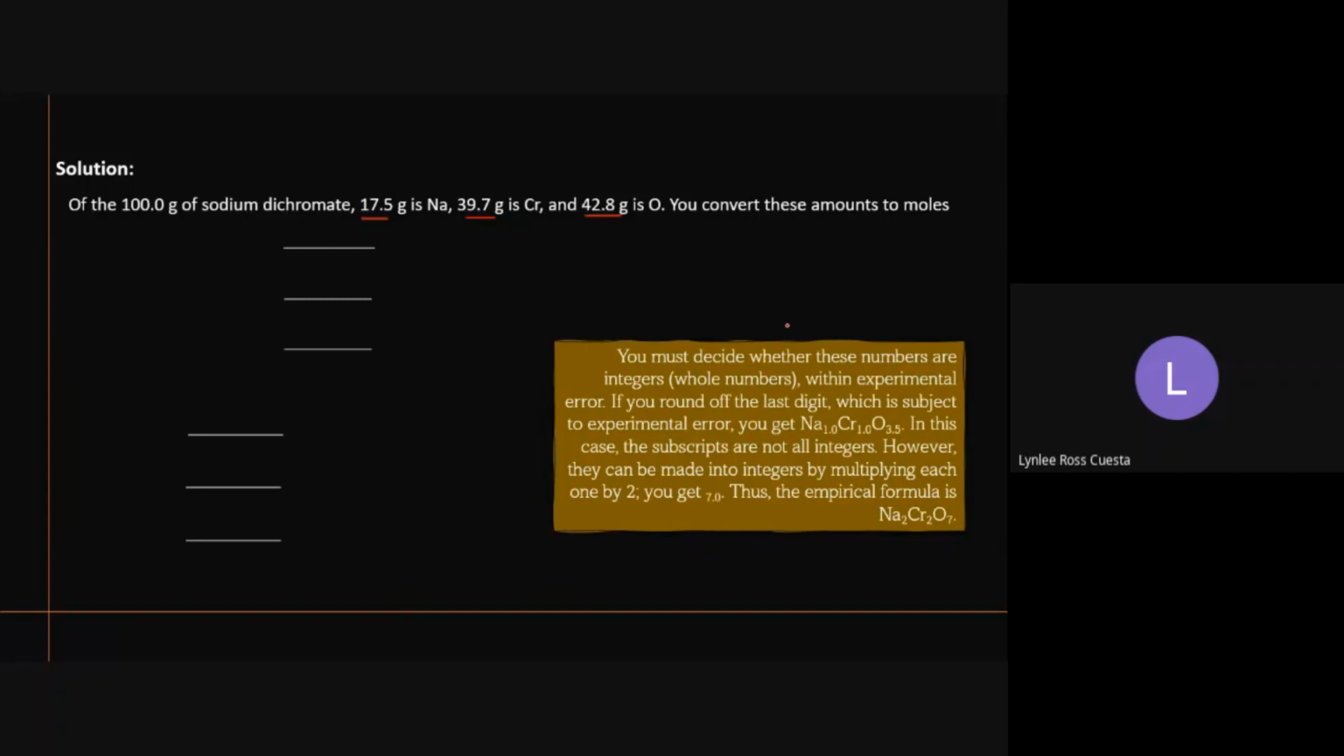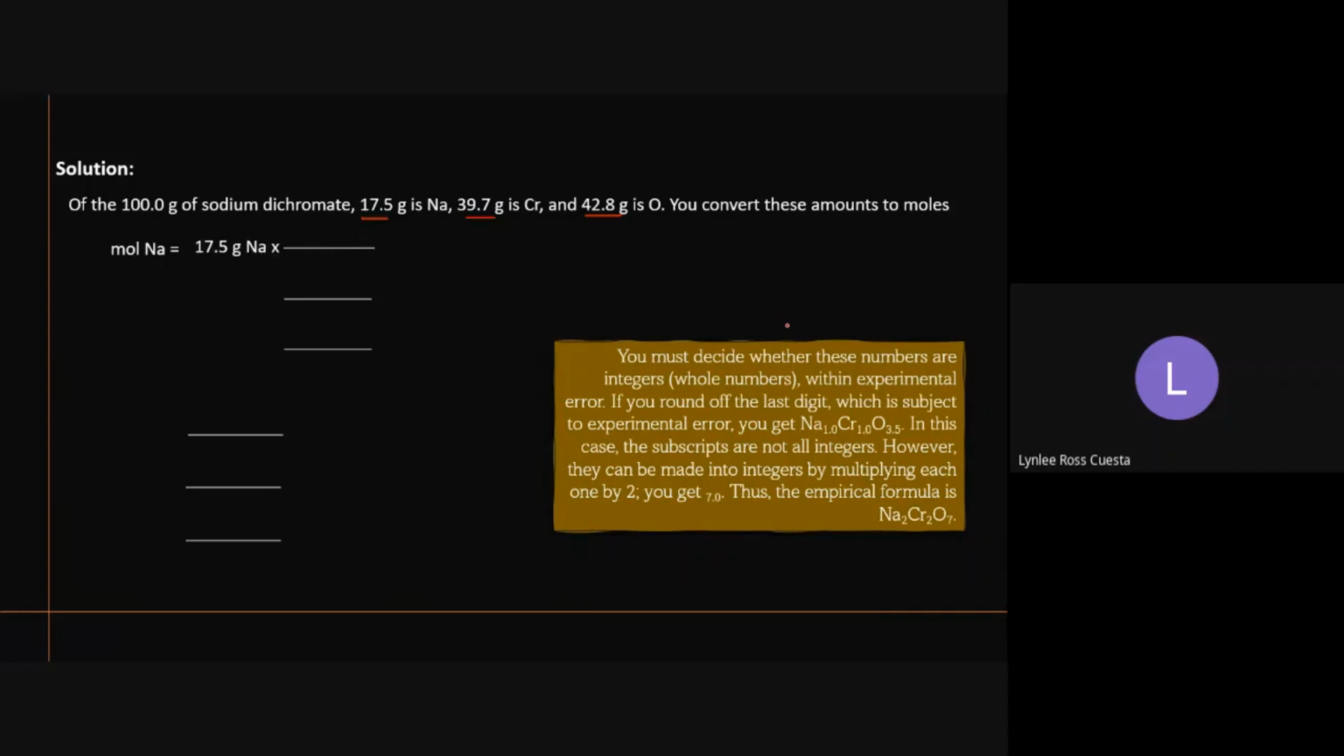Of the 100 grams of sodium dichromate, you have 17.5 grams is sodium, and then we have 39.7 grams is chromium, and then you have 42.8 grams is oxygen. So you convert these amounts into moles. First we'll be determining the mole of sodium. So we use the mass of sodium given in this problem.